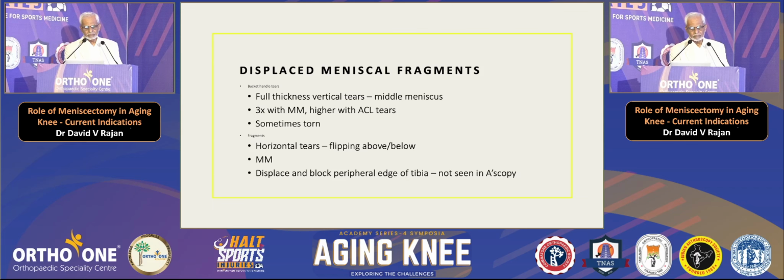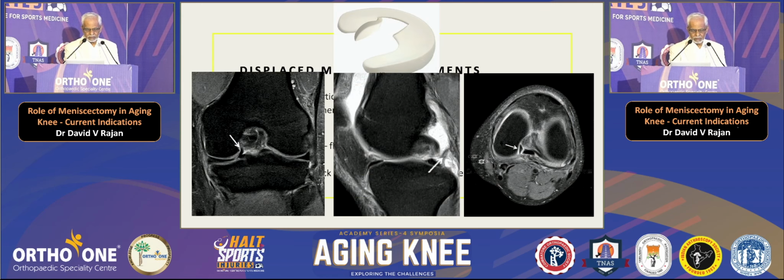So, displaced meniscal fragments, full thickness vertical tears, sometimes associated with ACL tear, which also may not be symptomatic. It's usually a horizontal tear. There may be repeated activity that develops into a flap of the middle meniscus and displaces or blocks the peripheral edge. Sometimes you can see in the MRI a flipped meniscus tear, which is symptomatic.